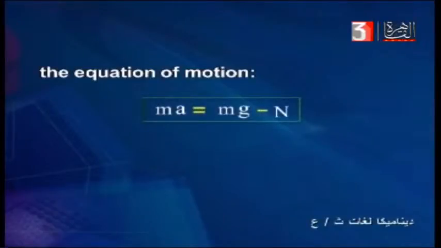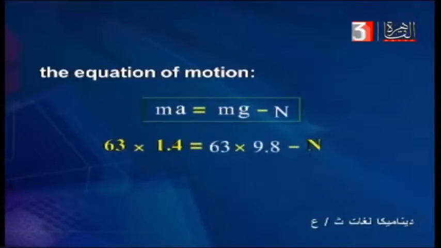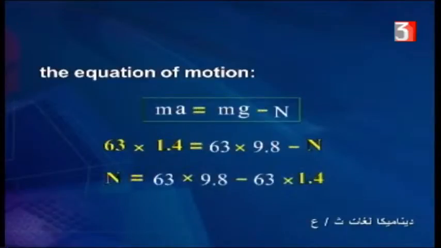The mass of the body equals 63 kilogram, multiplied by the acceleration of motion, which equals 1.4 meter per second square, then the left hand side is kilogram times meter per second square. The right hand side equals m times g, where m is the mass of the body, 63 kilogram, multiplied by g, the gravity, equals 9.8 meter per second square, minus the pressure N. Now N in Newton unit. Then N equals 63 times 9.8 minus 63 times 1.4.